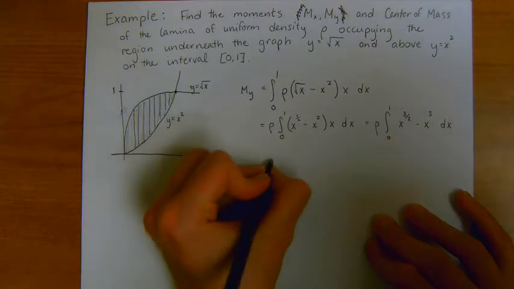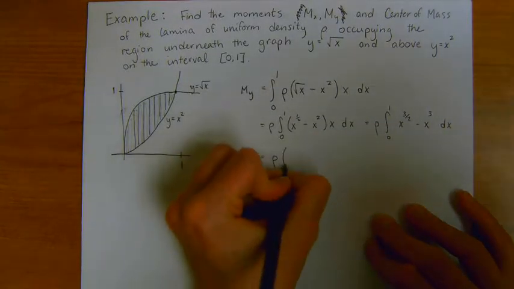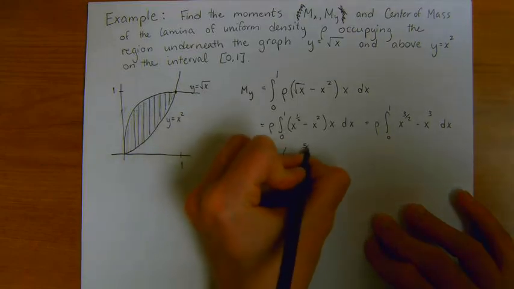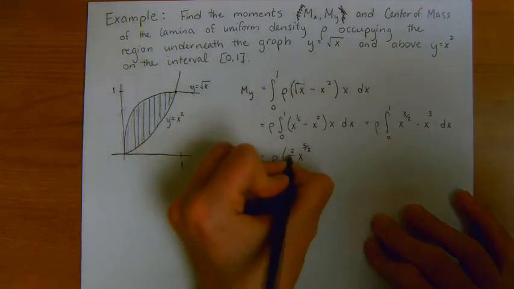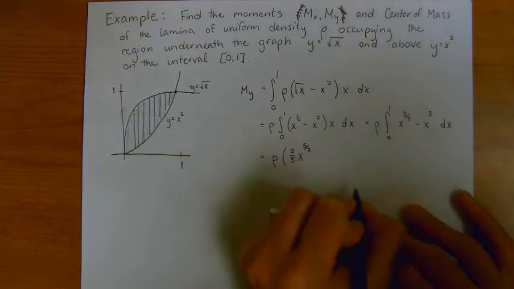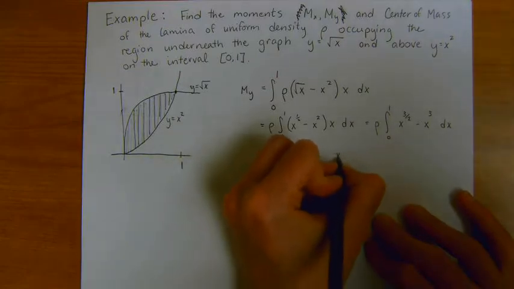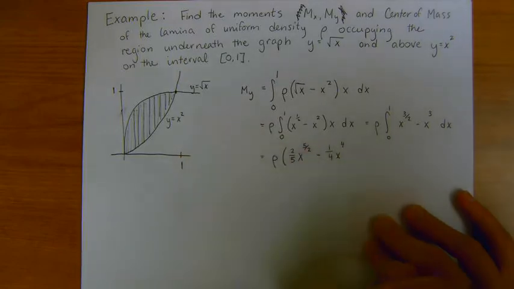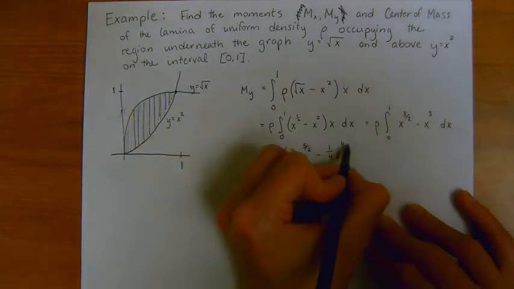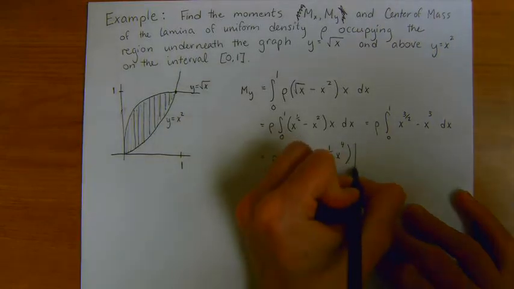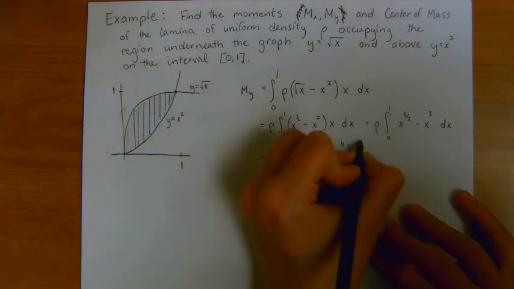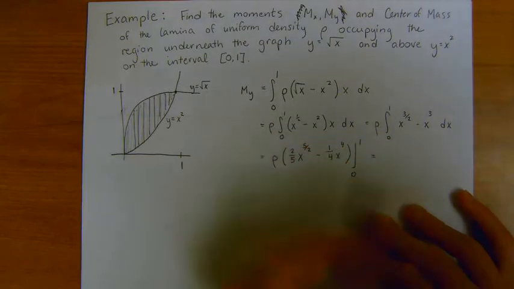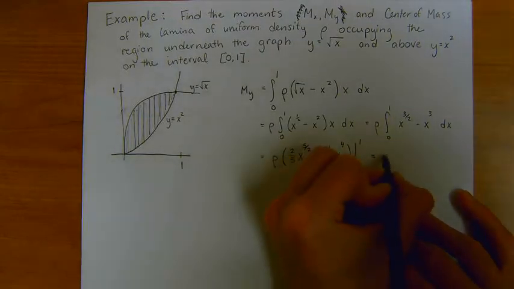I'm ready to integrate. Following the power rule, I add 1 to the exponent and get 5/2, then multiply by the reciprocal, 2/5, minus, adding 1, I get 4 in the exponent, multiply by the reciprocal, 1/4. And I'm evaluating this as x goes from 0 to 1. Those are nice bounds, because I can do this actually in my head.